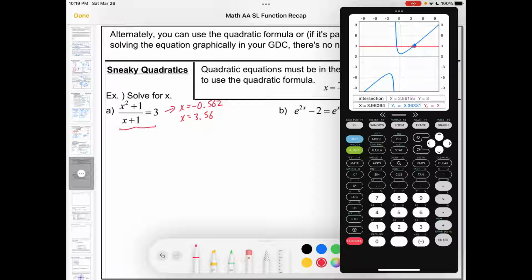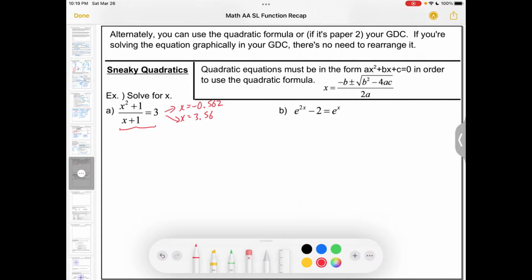We want to be able to solve equations graphically because on paper 2, there's no point in wasting our time doing an analytical technique when we don't have to. On the other hand, if we don't have our GDC, well, then we have to find some way to deal with this. And you might look at it and say, that doesn't look like a quadratic. But the first thing we might notice is it's got a fraction.